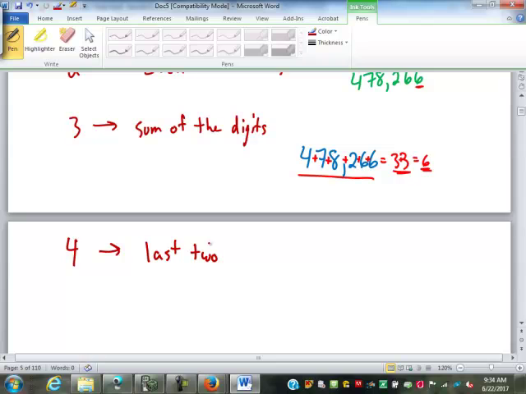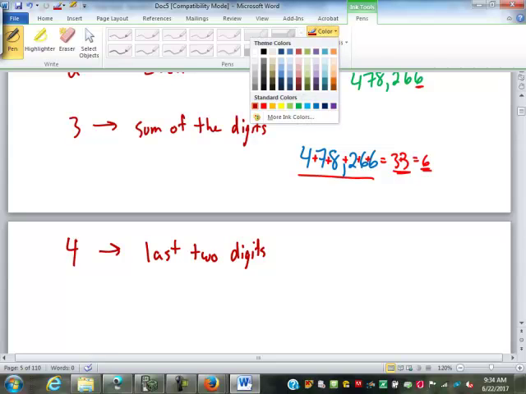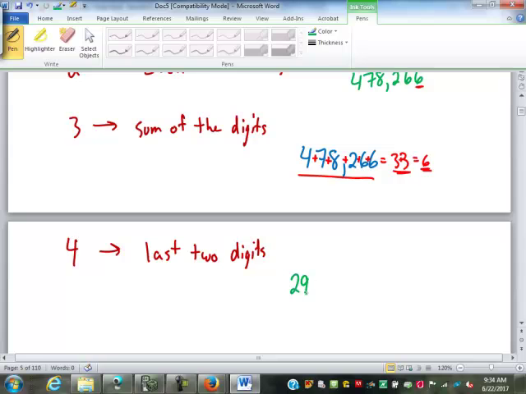The rule for 4 is similar to the rule for 2. 2 is if the last digit's divisible by 2, or in other words, it's even. Well, for 4, it's the last 2 digits. So if I have a number like 293,768, all I care about are the last two digits, the 68. Is 68 divisible by 4? It is.